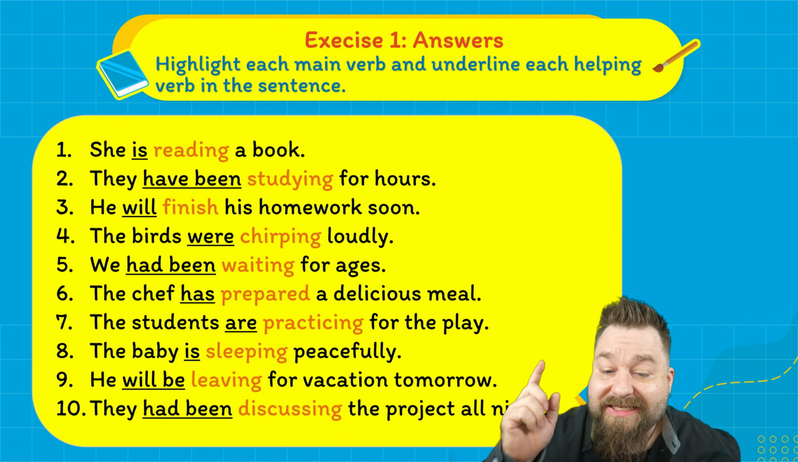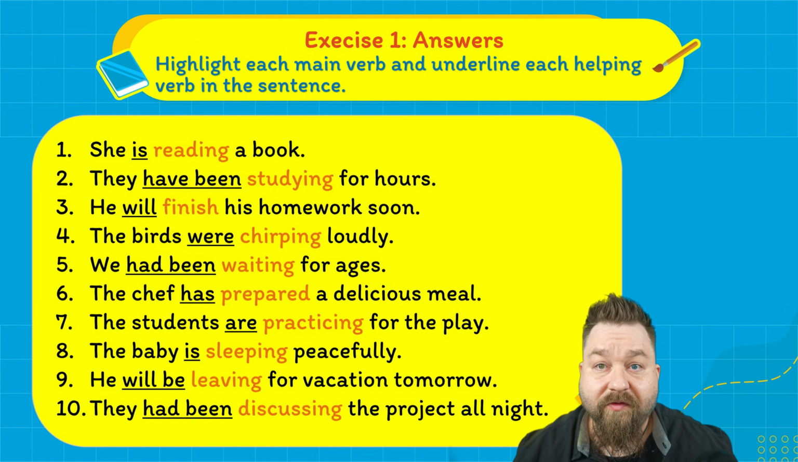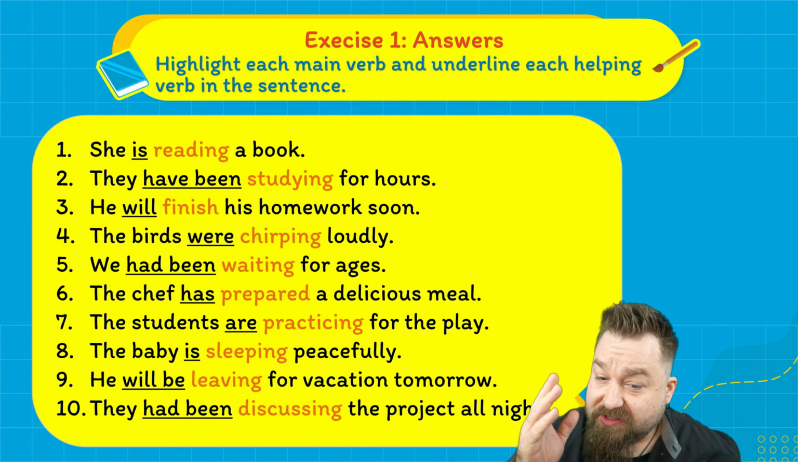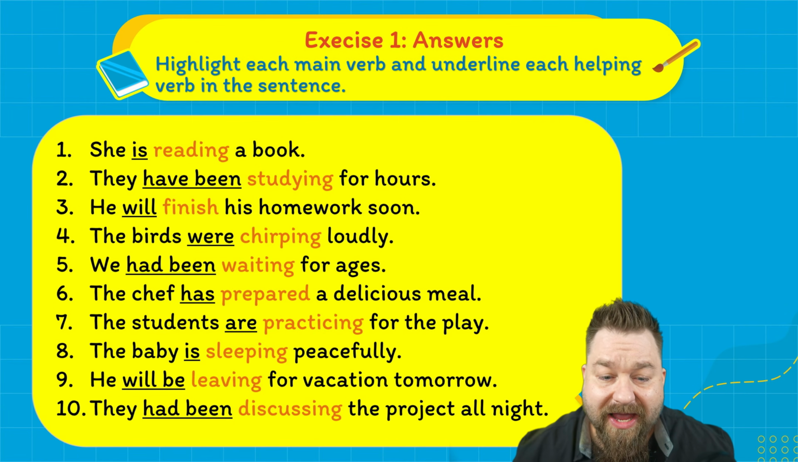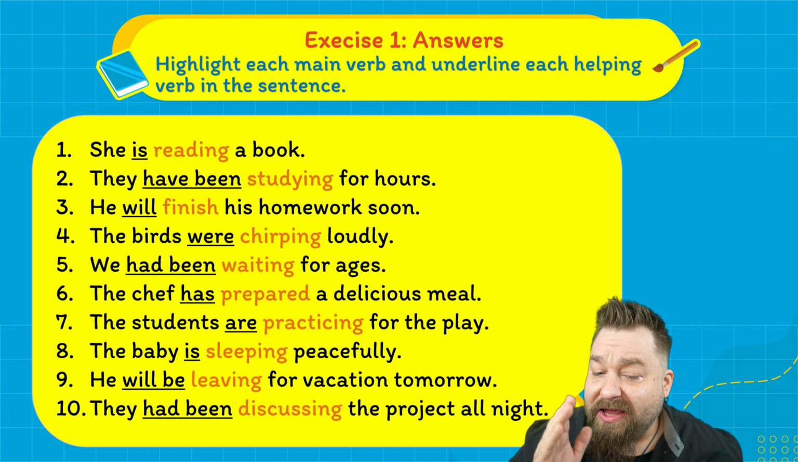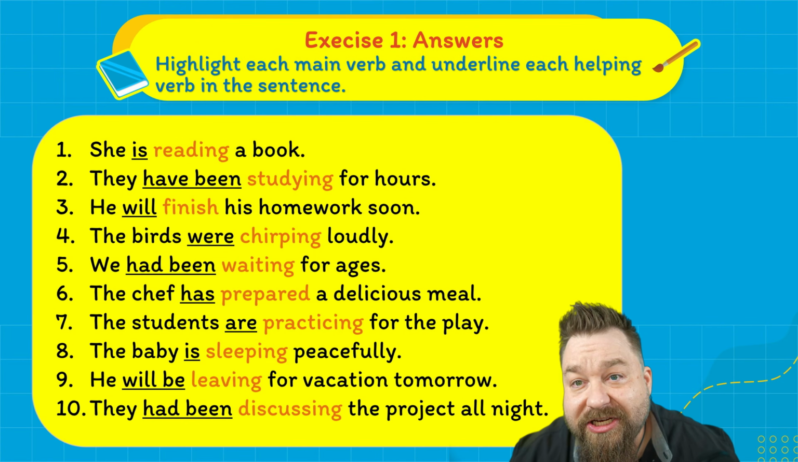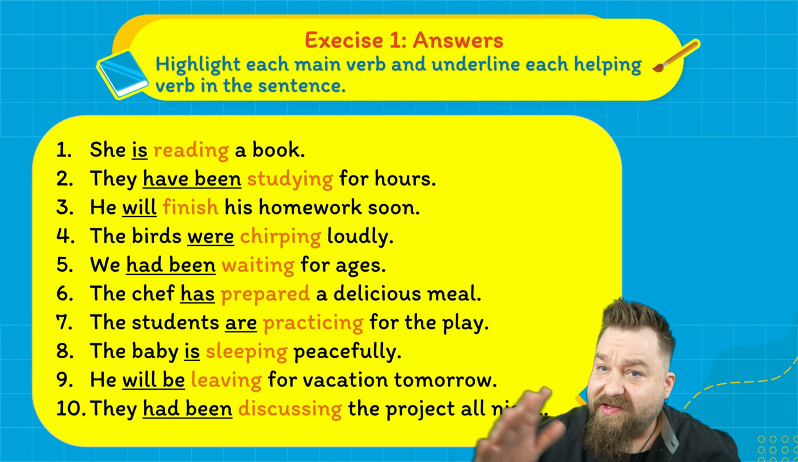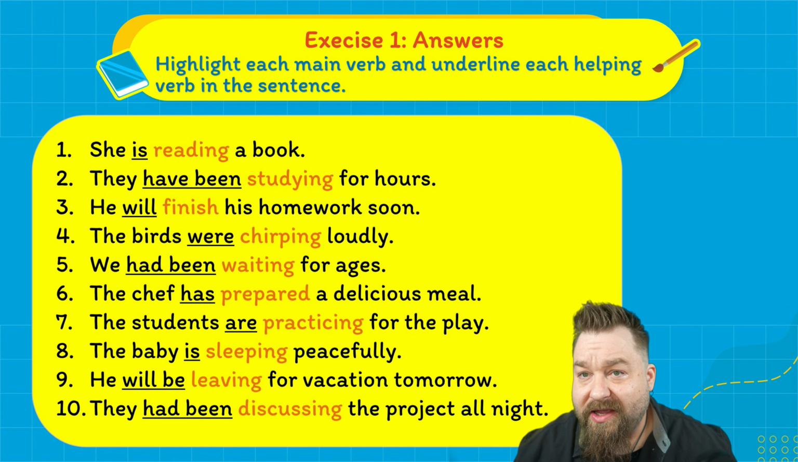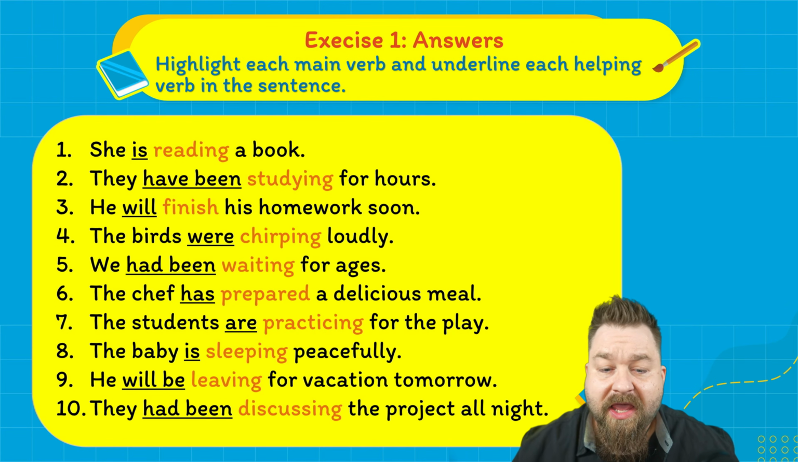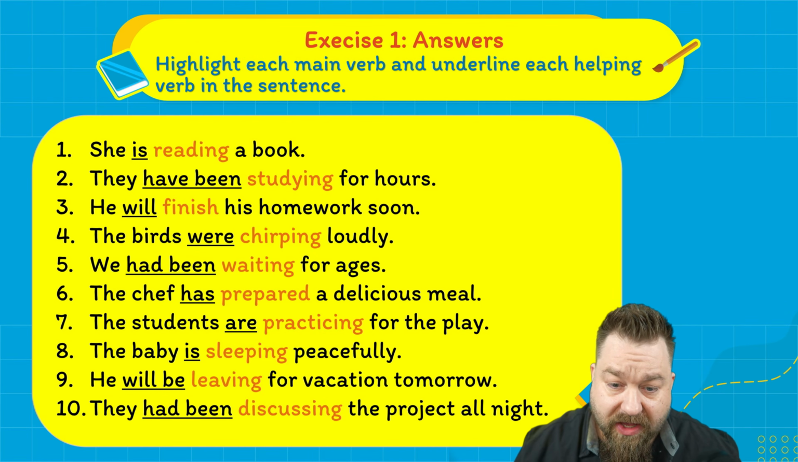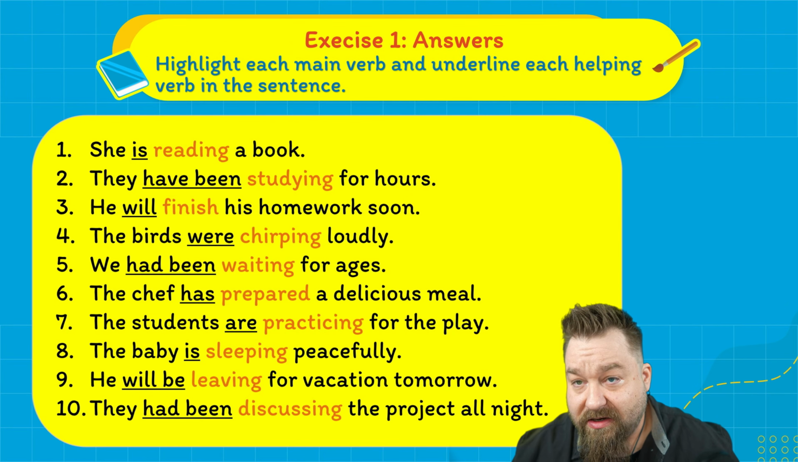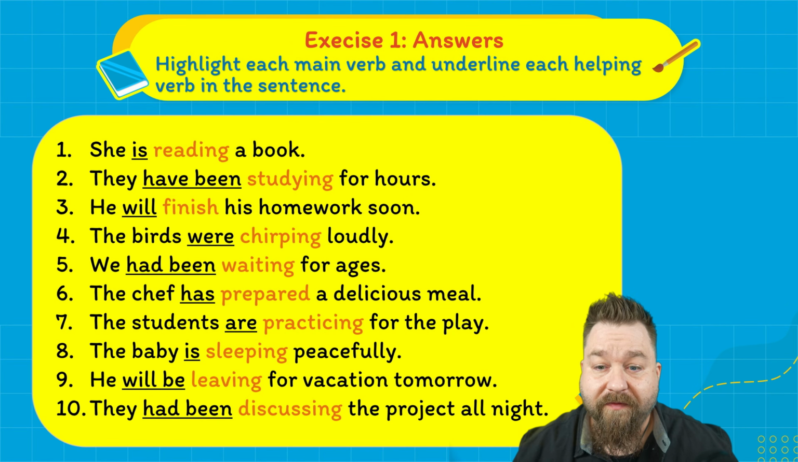Now, the baby is sleeping peacefully. Great, because crying is terrible. Sleeping, main verb. Is our be verb, is our helping verb. And number 9, he will be leaving for vacation tomorrow. Leaving's that main action. And will be is our auxiliary, right? It's our helping. And number 10, they have been discussing the project all night. Discussing, main verb, and have been, or had been, is our helping verb.